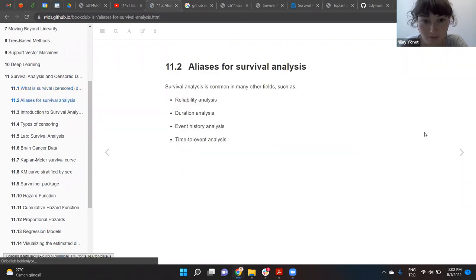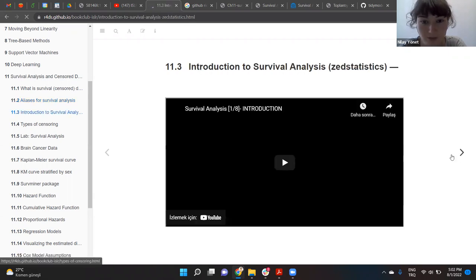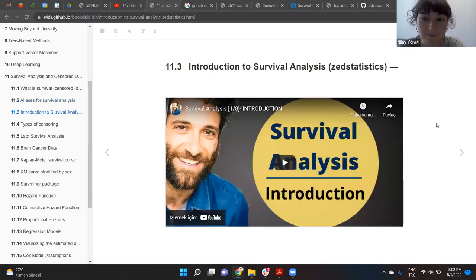So let's continue. There are other fields that we could use, like survival analysis, reliability, duration, event history analysis, or time to event analysis. These we can assume are the same thing with other names. And here there is a suggestion that we can also follow for survival analysis.